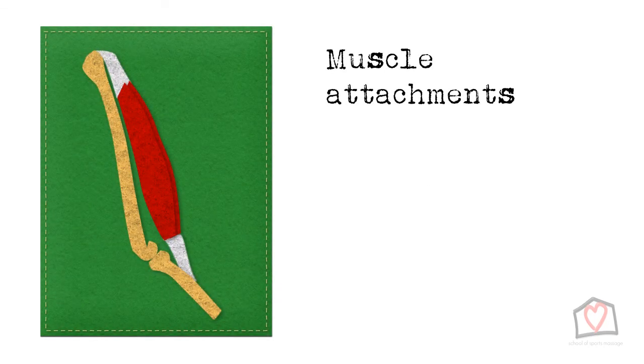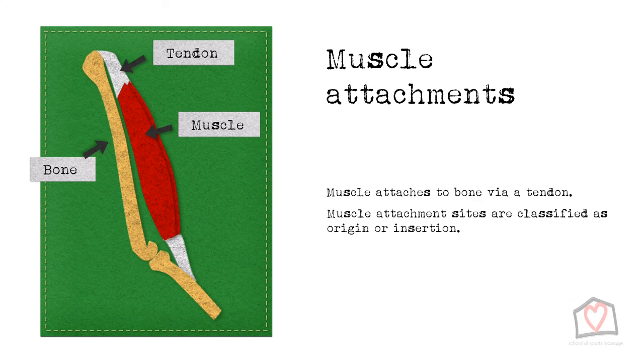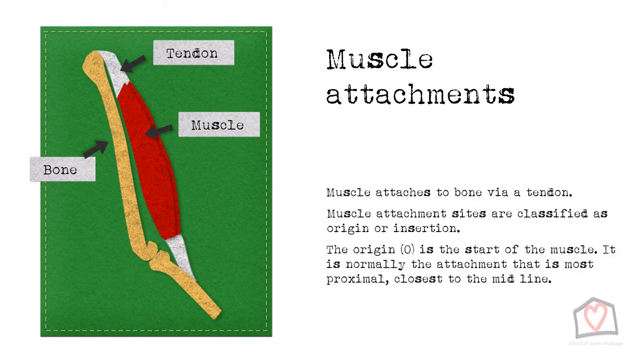Last but not least, muscle attachments. As I have said, muscles attach to bone via a tendon. This is the muscle attachment site. They are classified as the origin and insertion, so which end is which? The origin, often written as O, is the start of the muscle, and in most cases doesn't move during a contraction. It is normally the attachment that is most proximal, closest to the midline. Some muscles will have more than one origin, but there is usually some indication in the name.